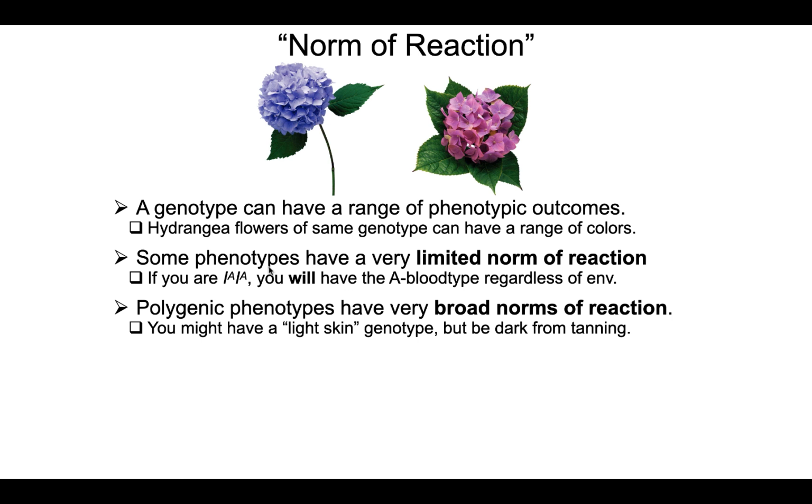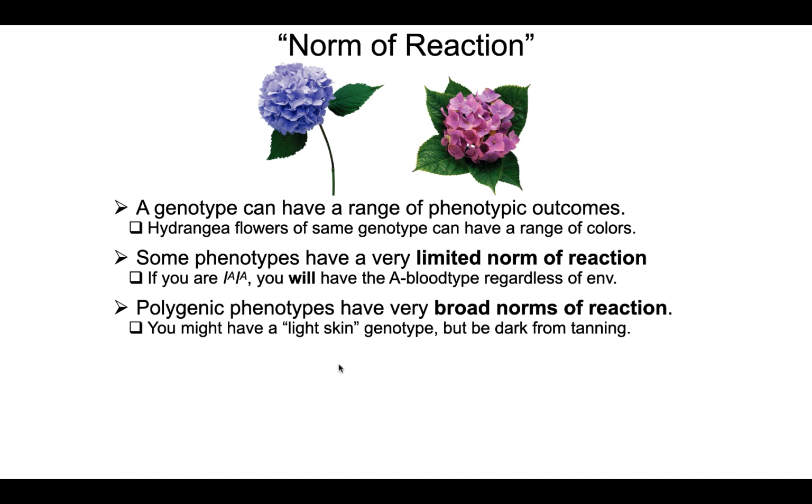Some phenotypes have a very limited norm of reaction. That means that there is really no influence of the environment on the outcome. For example, if you are I^A, you're going to have the A blood type regardless of the environment. But something like hydrangea has a more broad norm of reaction, meaning that your trait might be different depending upon the environment, even though you have the same genotype.